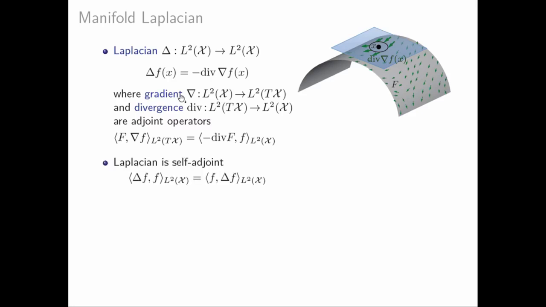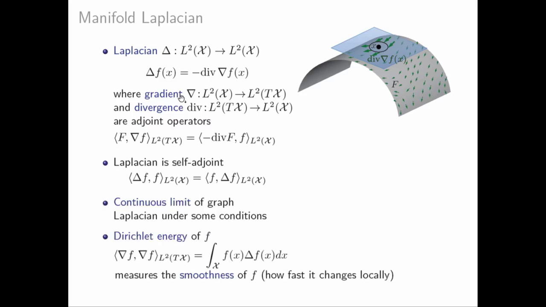So it has, again, the same properties as before. It's a symmetric self-adjoint operator. And you can think about this Laplacian as being basically the continuous limit of a manifold that is appropriately discretized using meshes. So again, we have the Dirichlet energy as before.